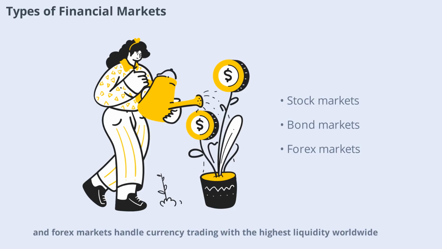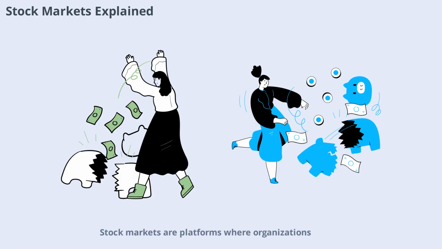Stock markets are platforms where organizations list their shares for public trading. Investors and traders buy and sell these shares, and companies use initial public offerings, IPOs, to raise capital. Stock markets are essential for companies seeking to expand and for investors looking for opportunities to grow their wealth. The process is regulated to ensure transparency and fairness for all participants.